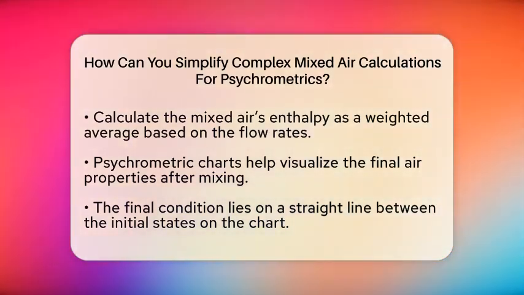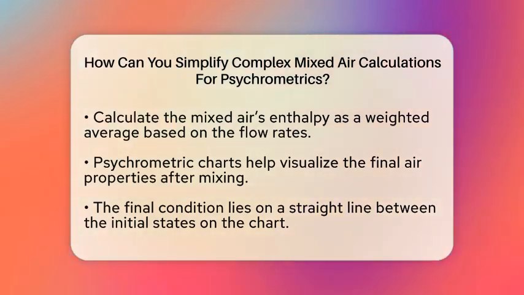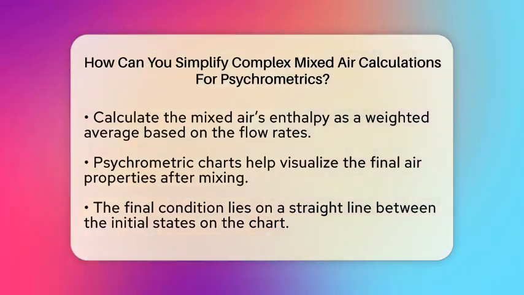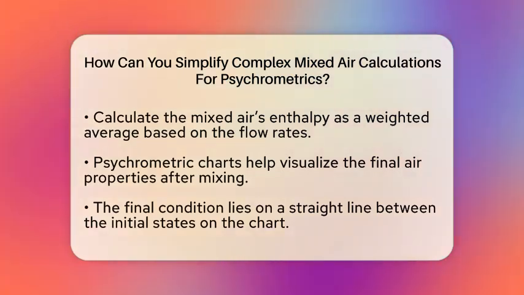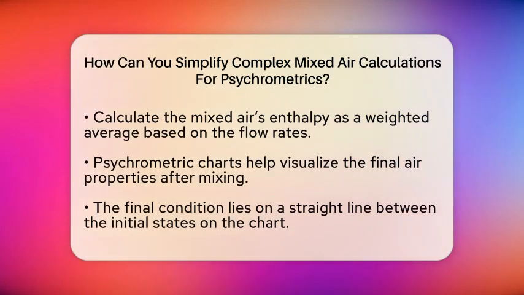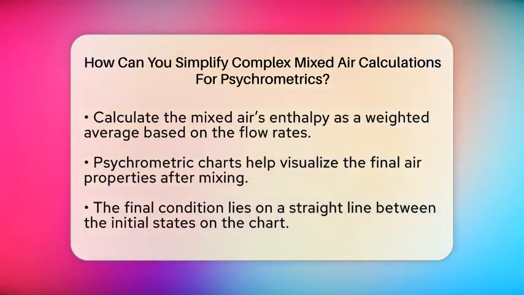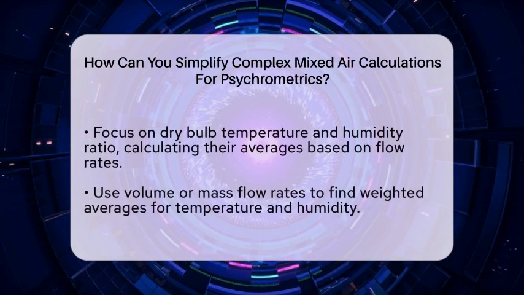Using psychrometric charts is another smart move. These charts show air properties like temperature, humidity, and enthalpy. When mixing two air streams, the final condition will be somewhere on a straight line connecting the two initial points on the chart. The position depends on how much of each airstream is mixed. This visual method helps you estimate the mixed air properties quickly and accurately.